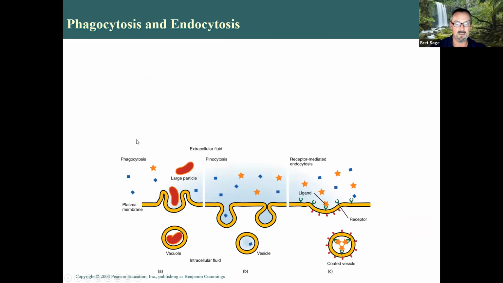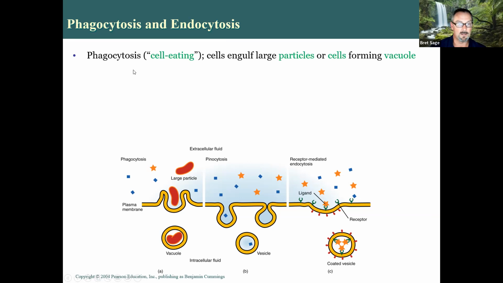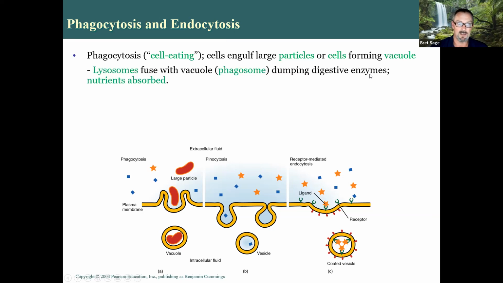Okay, phagocytosis and endocytosis. Phagocytosis means cell eating. Pinocytosis means moving small particles across a membrane. So phagocytosis is cell eating, and cells engulf large particles or whole cells forming a vacuole. Now this happens with white blood cells, this happens with amoeba and other individual cells that are going to be swallowing very large objects like another cell.